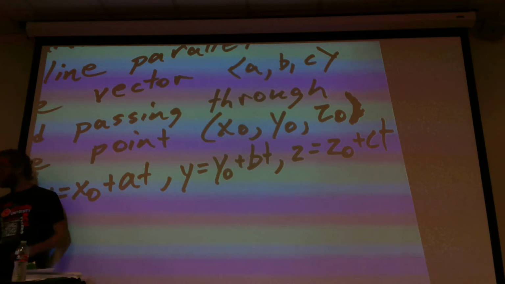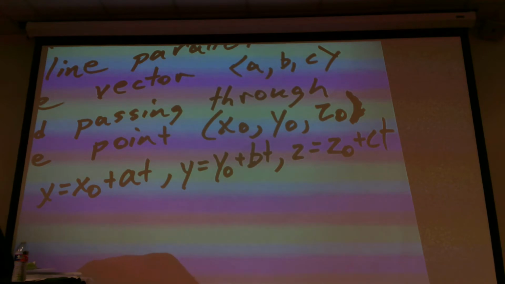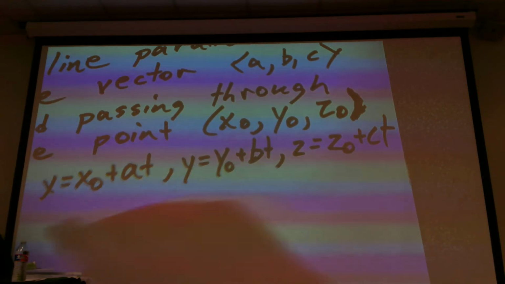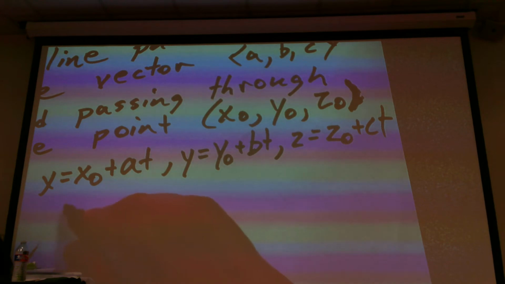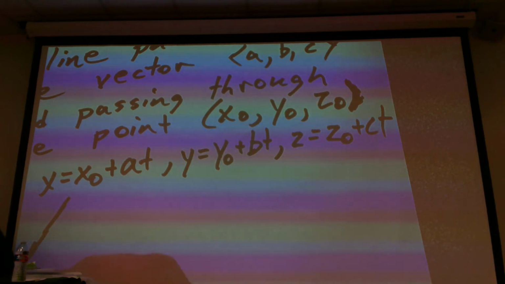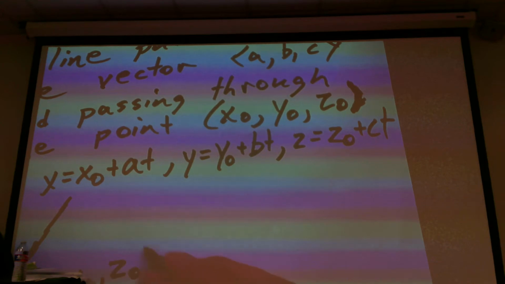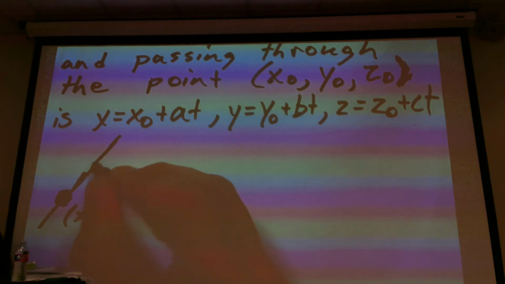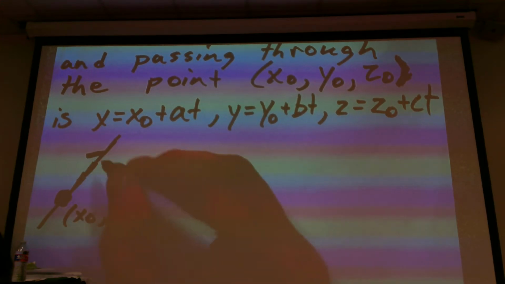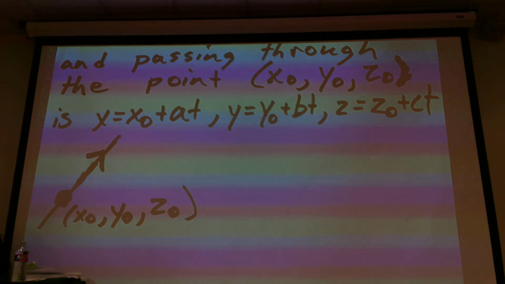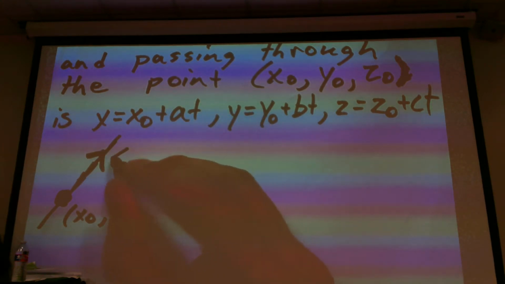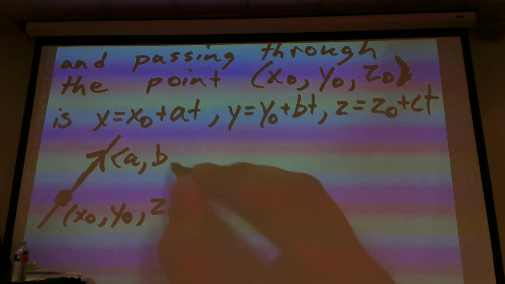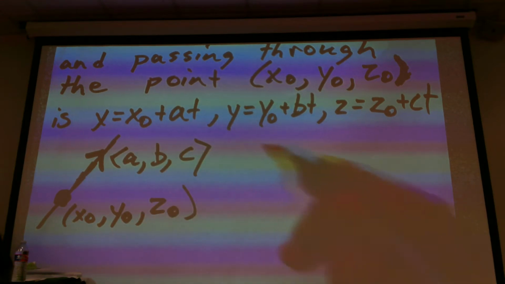And so when we think about a line in space, we've got some type of line out here just existing within three-dimensional space. Then we have a point, x naught, y naught, and z naught. Now that point exists on the line, and then we have another vector that is parallel to said line, and that vector is described by a, b, and c.